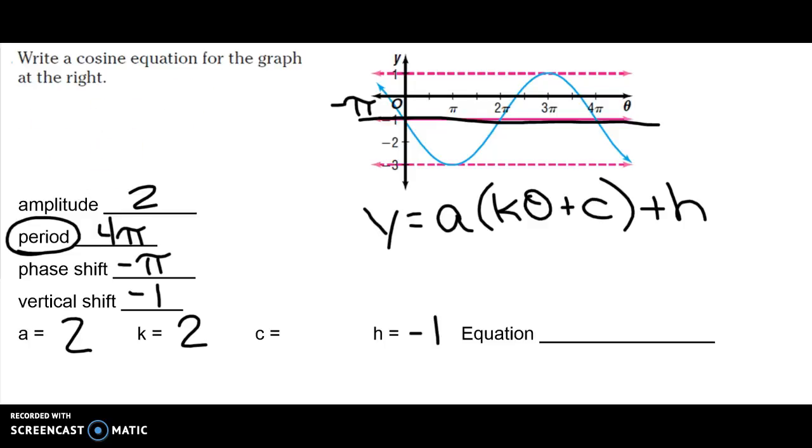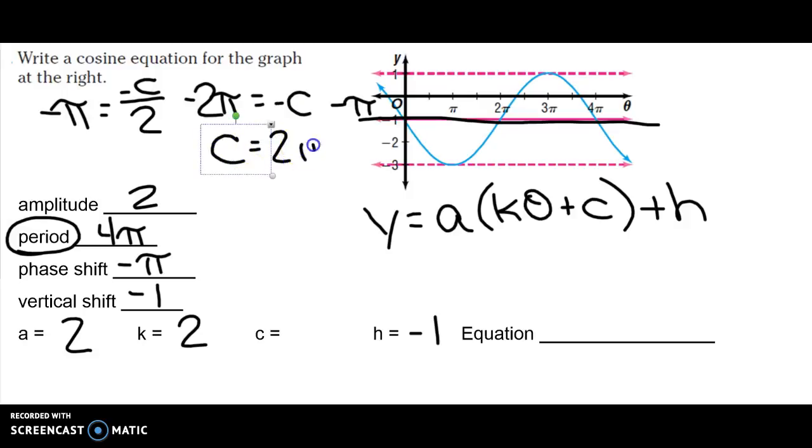Our phase shift. Phase shift is at the very end, so we want to go and look at that. Our phase shift is -pi. And the formula for phase shift is the opposite of c over k. Well, we already know k. What is k? 2. All right, let's go solve for c. So we've got -2 pi is equal to -c. So then c is going to be 2 pi.